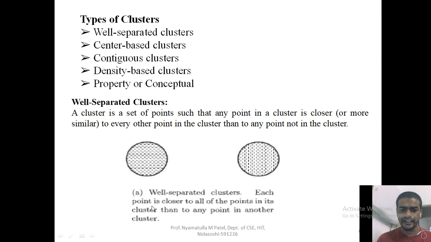So, well separated clusters. Each point is closer to all the points in its cluster. Now each point in this cluster is very much closer to every other point in the cluster, and it is not nearer to any point in the other cluster. Points in this cluster are similar to this cluster only, and points in this cluster are similar to this cluster only. Points in this cluster are not related to this one, and the points in this are not related to this one. These types of clusters are called well separated clusters.